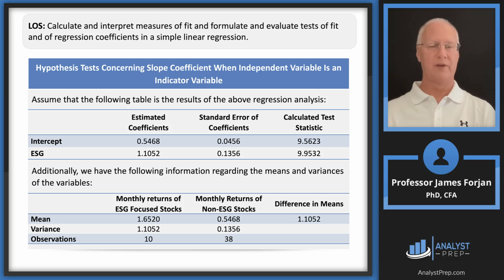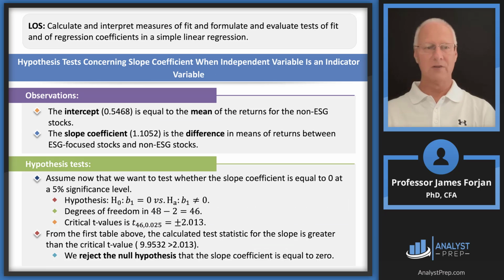Just go to the slope coefficient. Here's a summary observation of what I just said up there in the purple. There's the intercept and there's the slope coefficient. So let's move on to the hypothesis test. We can test whether that slope coefficient is equal to almost anything, but in this case, we're going to test to see if it's equal to 0.